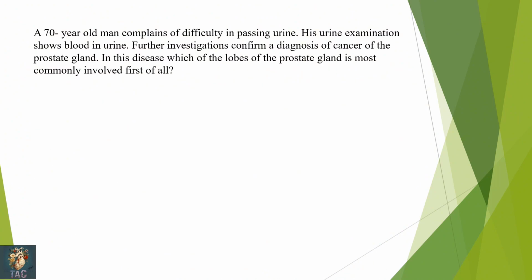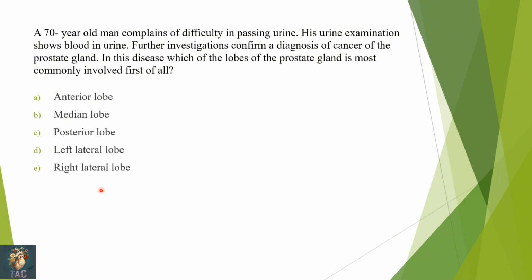Next MCQ: a 70-year-old man complains of difficulty in passing urine. His urine examination shows blood in the urine. Further investigation confirms the diagnosis of cancer of the prostate gland. So in this disease, which lobe of the prostate is most commonly involved? Anterior, median, posterior, left lateral or right lateral. As I have previously told you in the slide, this is the posterior lobe, which will be the first lobe affected in case of CA prostate. So this is the answer.